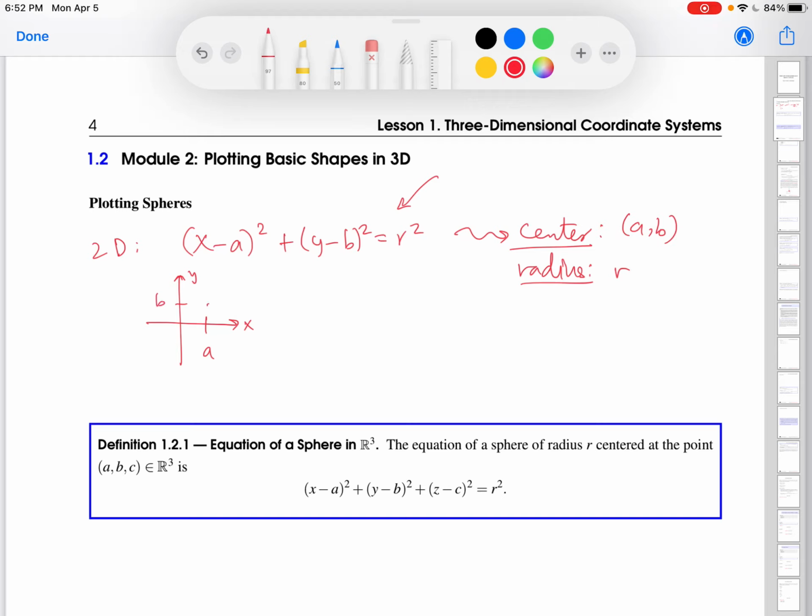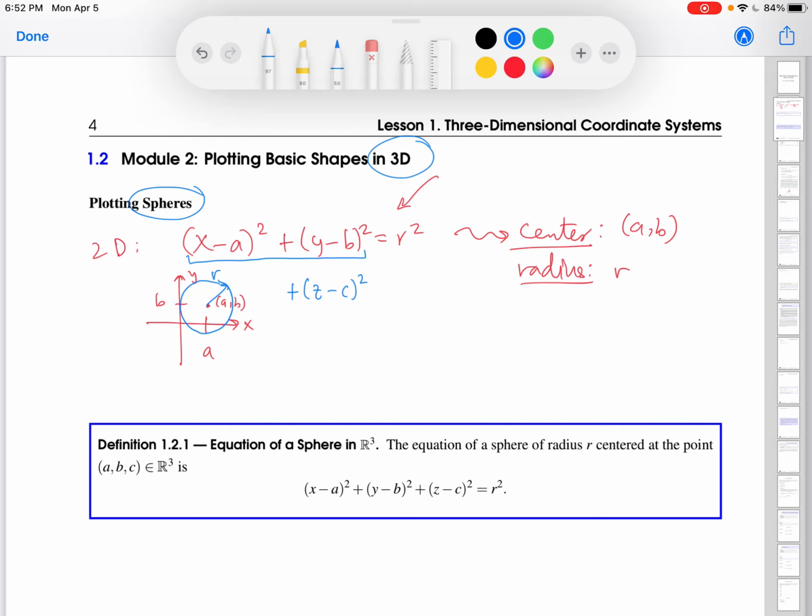Let's just assume that a and b are both positive. Then there would be the center, and then the radius r might look something like this. So there we go. That's a simple plot of a circle. One thing we could do is say, okay, since we're going to plot points in 3D and heading toward plotting spheres, maybe we can start with this left-hand side and just add a z minus c squared, right?